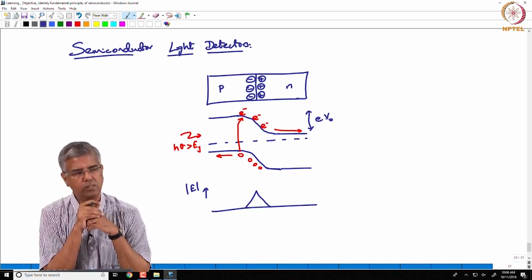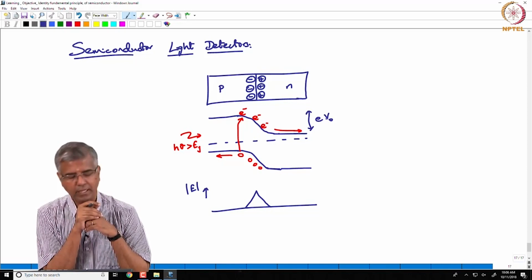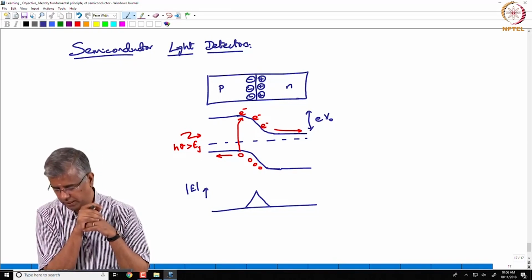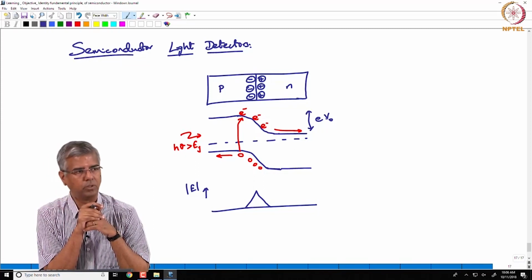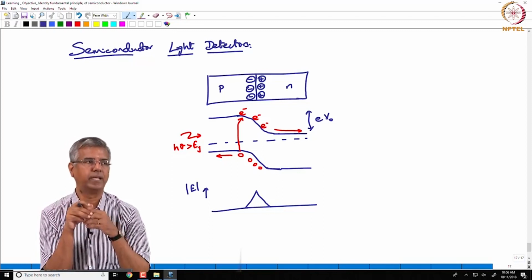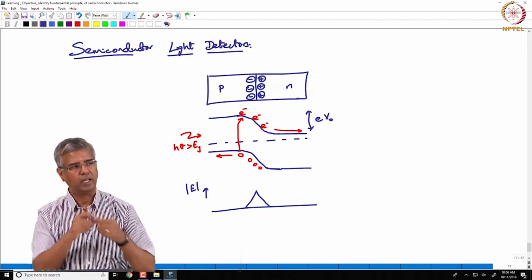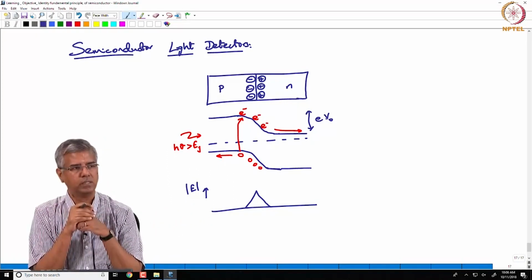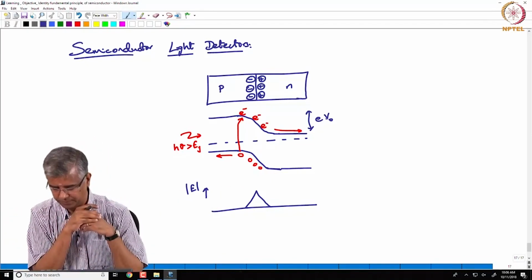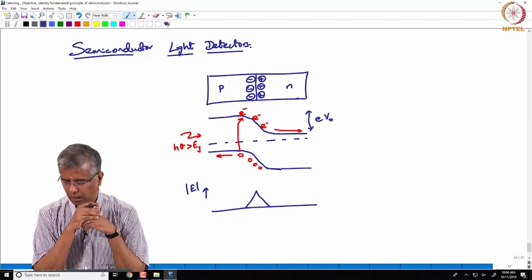But in the presence of light, when light actually falls on this photodiode, it generates electron hole pairs, and then those electron hole pairs, the inbuilt electric field actually ends up pushing those electrons to the right side and holes to the left side. Okay.